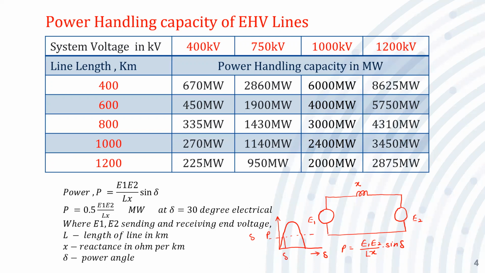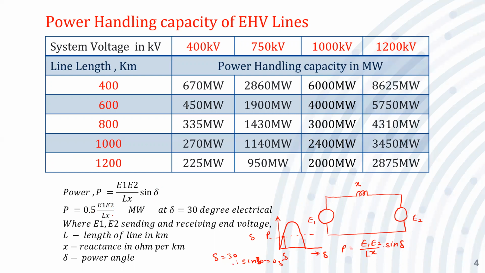Say this angle is delta, at which the mechanical input is equal to the electrical output, and we keep some margin for disturbance, either a fault, or an increase or decrease in load. So we will operate our system at nearly 30 degrees. Let delta be equal to 30 degrees. Therefore, sine 30 is equal to 0.5. So here the equation is P equals E1 E2 upon L X into sine delta, and here delta is 30 degrees. Therefore, P is equal to 0.5 E1 E2 upon L X.